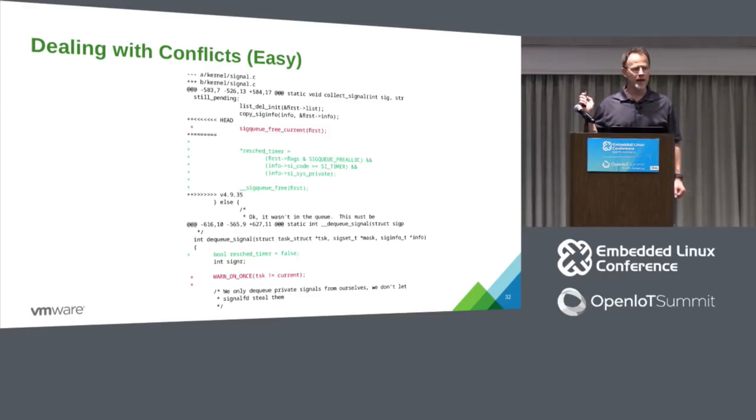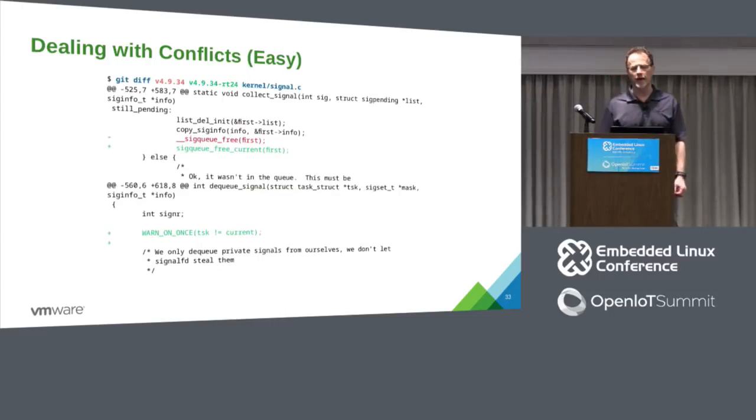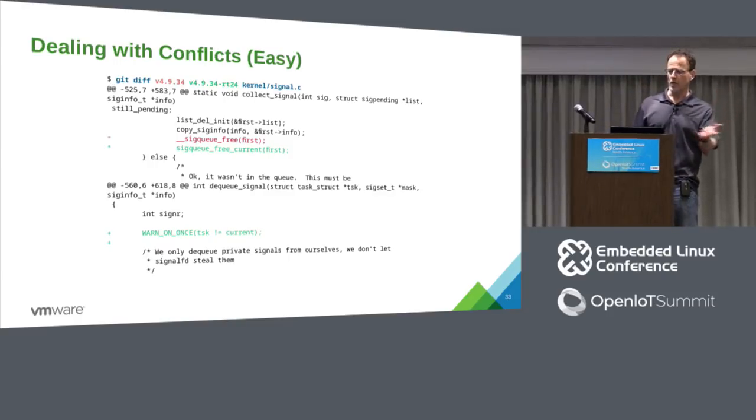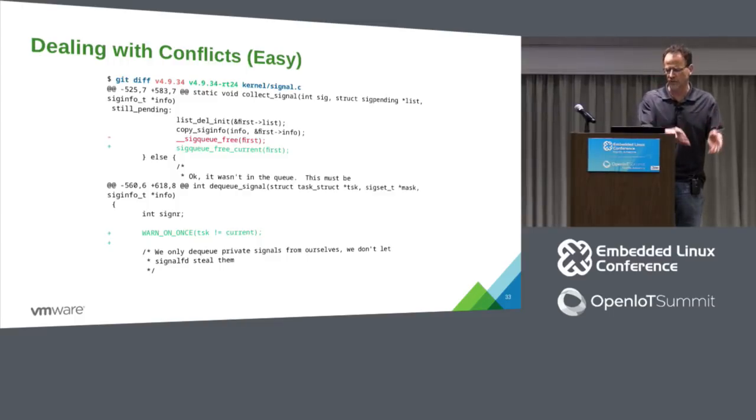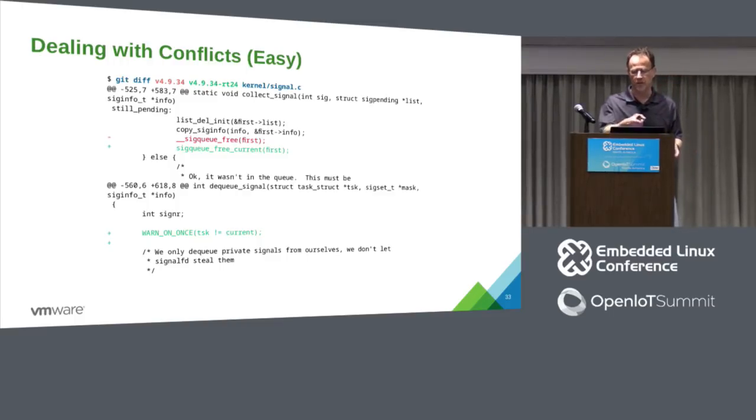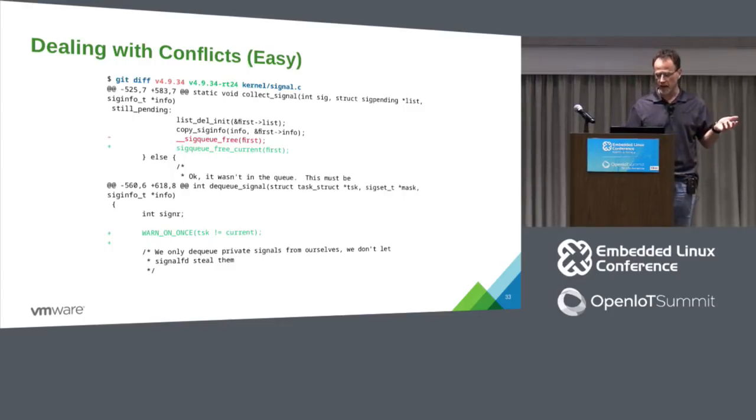So the way I handle this, I'm not sure if Julia does this, but the first thing I do is git diff 4.9.34, the vanilla kernel, with my kernel that I started at before I got the conflict. I want to see what did I change? What was exactly the change that the real-time kernel performed? And sure enough, looking at this, yes, it renamed the sigqueue_free to the sigqueue_free_current_first. So there's a reason we did that. Okay, simple. Down below, there was a WARN_ON_ONCE, and okay, we added one.